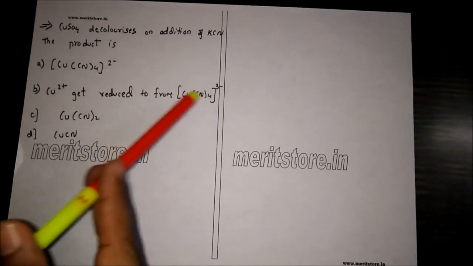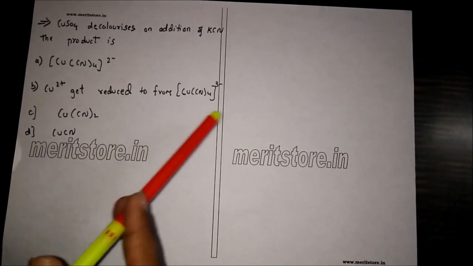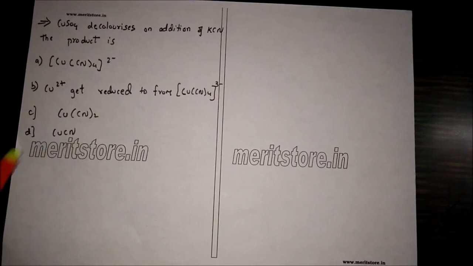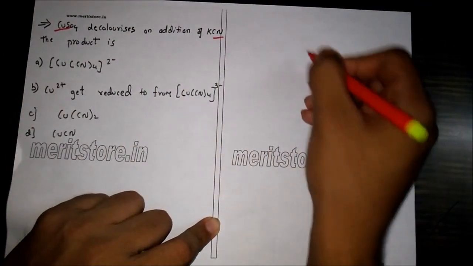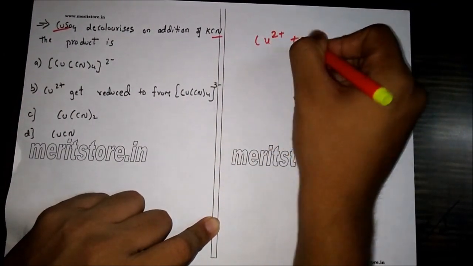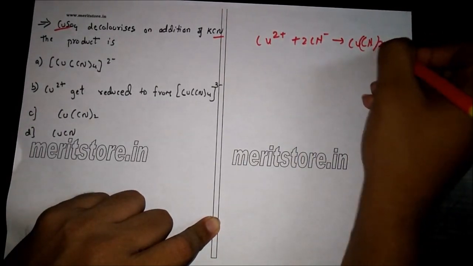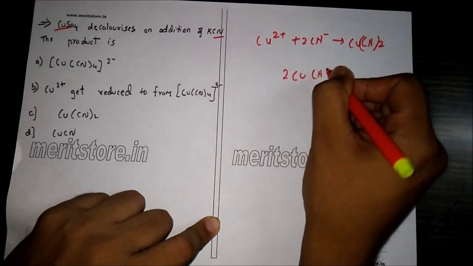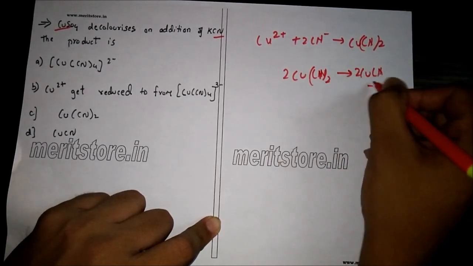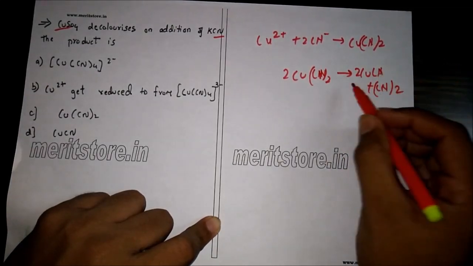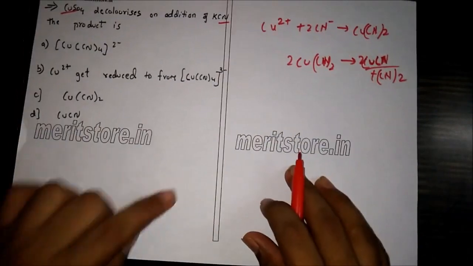CuSO4 decolorizes on addition of KCN. The product is A, Cu(CN)4 2 minus, B, Cu2 plus gets reduced to form Cu(CN)4 3 minus, C, Cu(CN)2, or D, CuCN. Now let's look at the copper and the CN aspects of both the complexes. If these both react, this is Cu2 plus plus 2CN minus. It gives Cu(CN)2. Therefore 2Cu(CN)2 gives 2CuCN plus (CN)2, and therefore they declare the formation of CuCN and (CN)2. Therefore the correct answer is option D, CuCN.